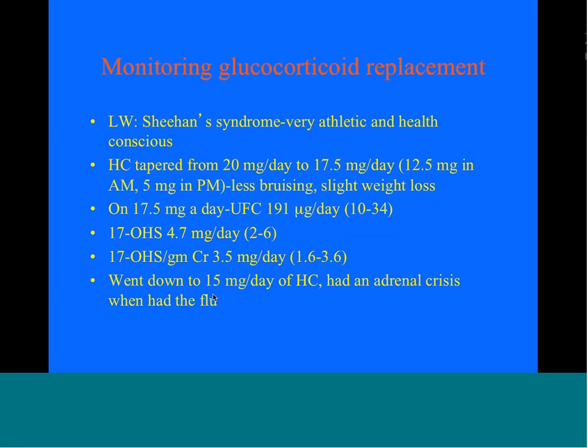She went down to hydrocortisone 15 milligrams a day, and she had an adrenal crisis when she had the flu. So monitoring this can be very difficult. From 17.5 to 15 makes a big difference in terms of your susceptibility to adrenal insufficiency as well as how you're feeling.